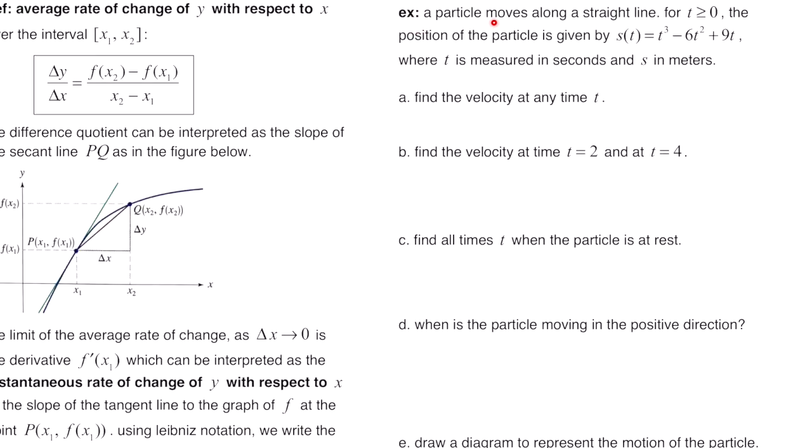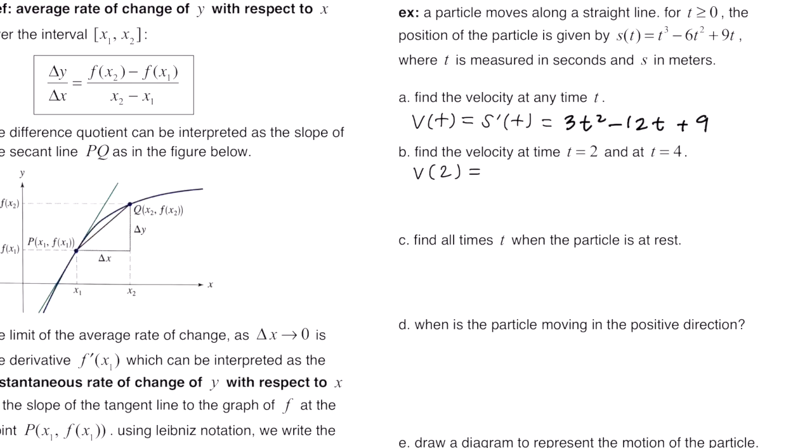This example says a particle moves along a straight line. For t greater than or equal to 0, the position of the particle is given by s of t equals t cubed minus 6t squared plus 9t, where t is measured in seconds, s in meters. Part A says find the velocity at any time t. To find velocity, we're going to take the derivative of the position function, and we get 3t squared minus 12t plus 9. Part B says find the velocity at time t equals 2 and t equals 4.